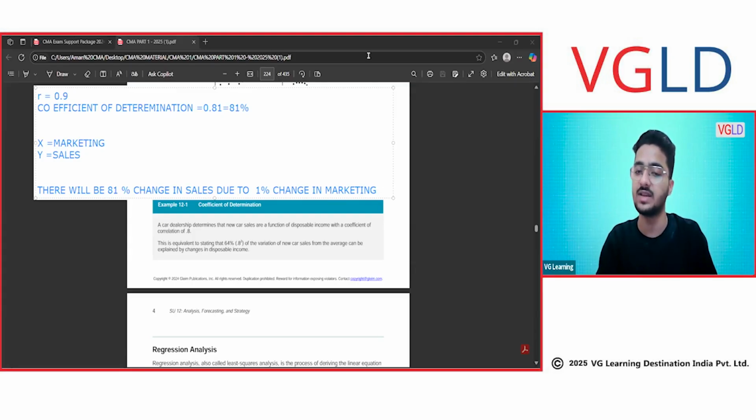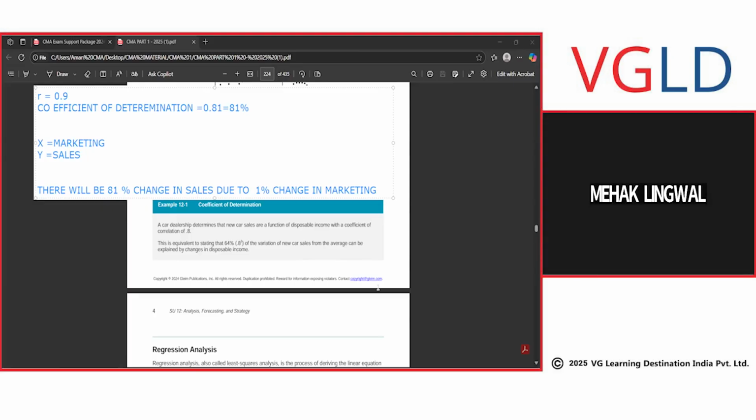It's very simple and it's very easy. So is it clear for all? Getting it? What is coefficient of determination? Yes or no? So can you explain once more?